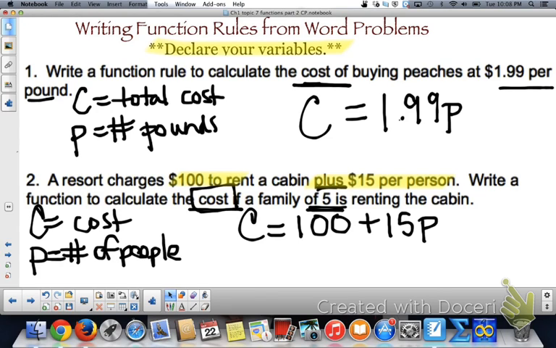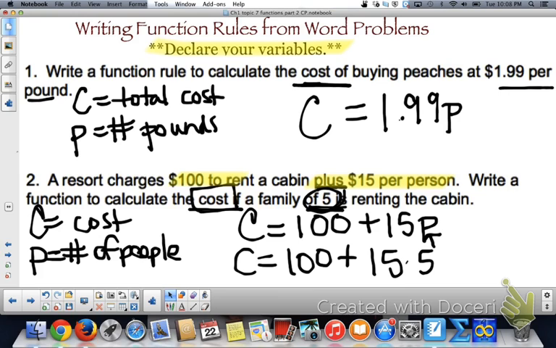This particular question says if a family of 5 is renting. So I know all I do is plug 5 in for P. My cost is 100 plus 15 times 5. Order of operations tells me to multiply first. 15 times 5 is 75. And then add the 100. So the total cost is $175.